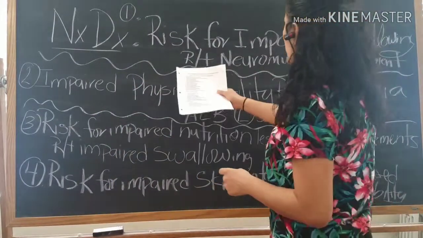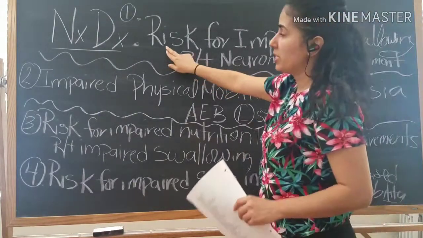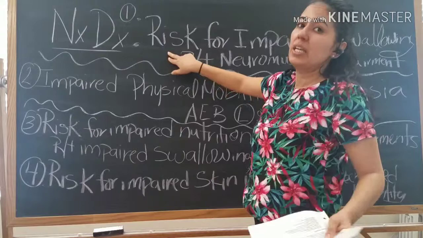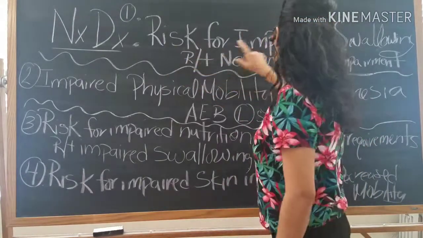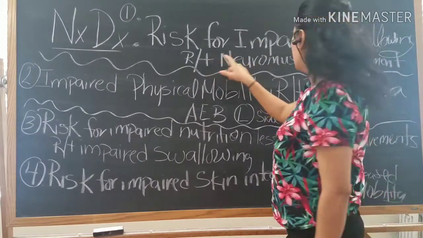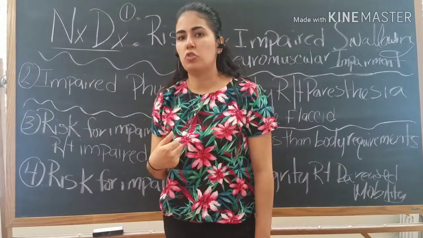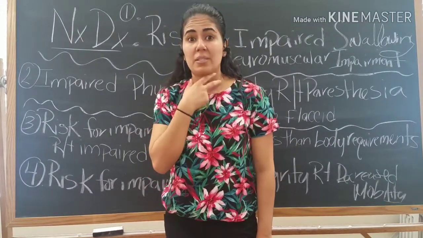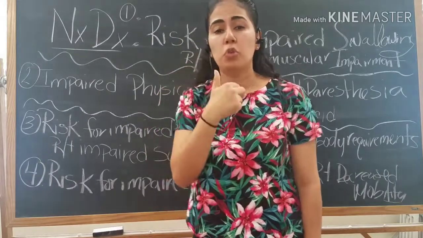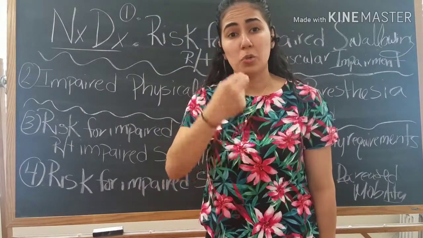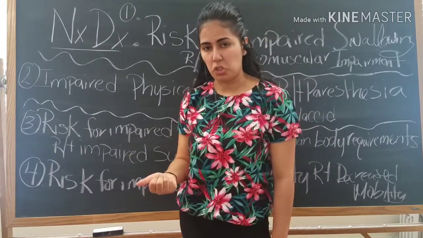So the first one is risk for, now because this is a risk, this is not something that we've actually seen, but we know that based on what's happening with him that he's at risk for it. So risk for impaired swallowing related to neuromuscular impairment. Typically when they have that left-sided facial droop, they're going to have weakness, and so they're going to have difficulty swallowing. And so what happens is, rather than that food going into the esophagus and into the stomach, it goes into the trachea and into the lungs. And we don't want that, because then they get aspiration pneumonia.